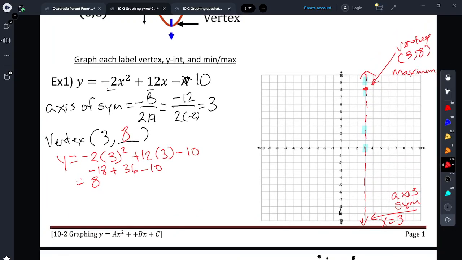Okay. Now, what other point can I graph right now? The y-intercept. I already know it's at negative 10, so it's down here. That's going to be the y-intercept, right? The y-intercept is negative 10. The second I graph the y-intercept, you can do the 3 boxes.